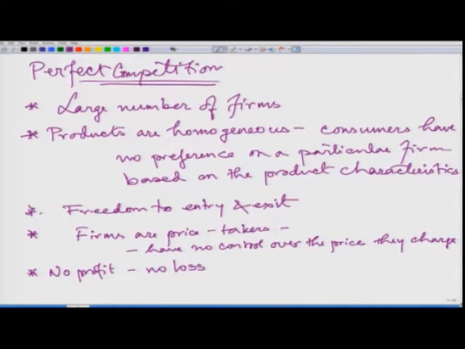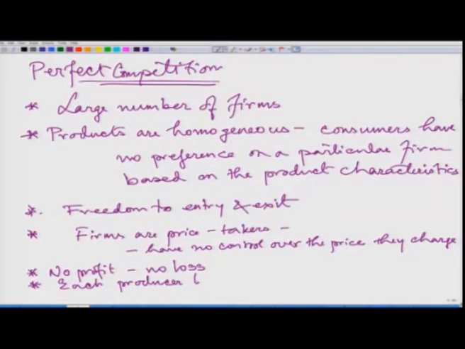And each producer sells a very small share of the total market or the industry, because there are so many producers. One particular seller or one particular provider is supplying a very small proportion.